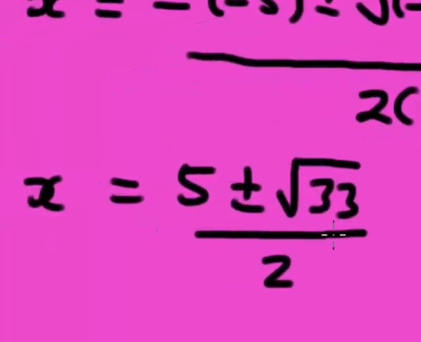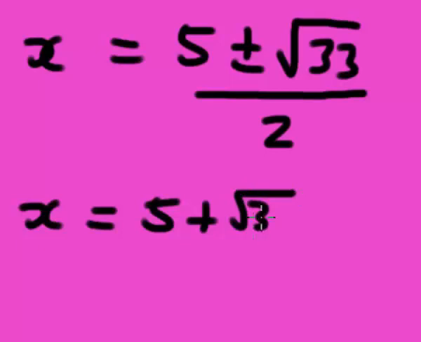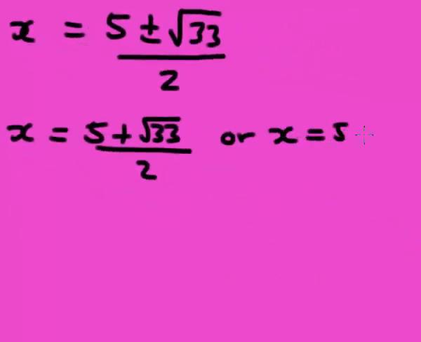Now, of course, if you think about this, there's no way that you can work out the square root of 33 easily. So what we do need is a calculator to do it. And if you break it up into its two parts, or two solutions, we get x is 5 plus the square root of 33 over 2, or x is equal to 5 minus the square root of 33 over 2.